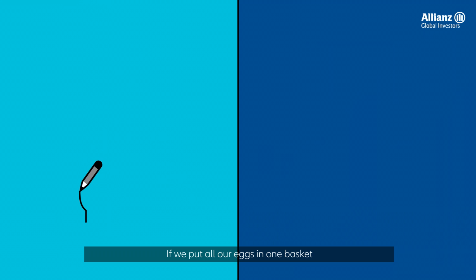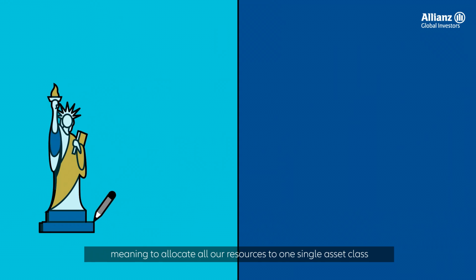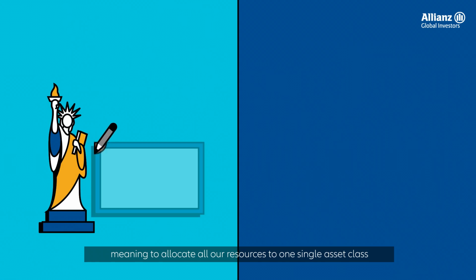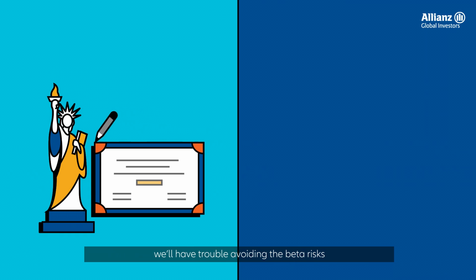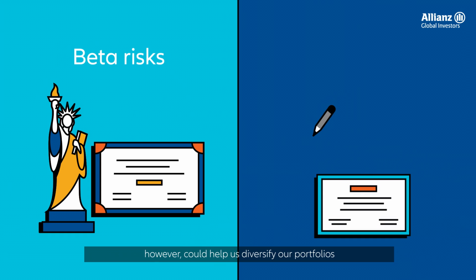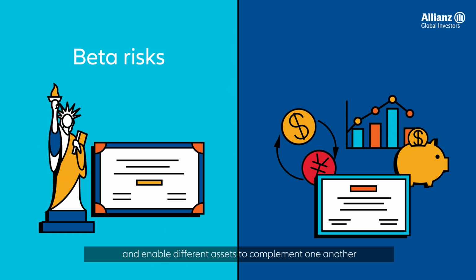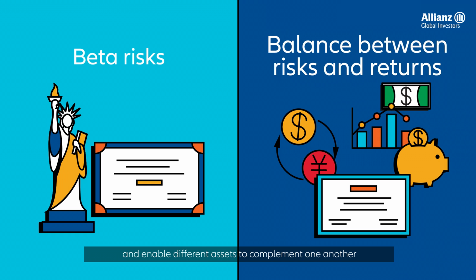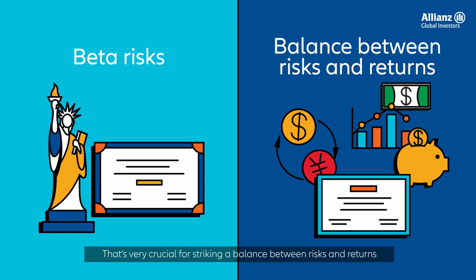If we put all our eggs in one basket, meaning to allocate all our resources to one single asset class, we'll have trouble avoiding the beta risks that are linked to a particular entity. Using a multi-asset strategy, however, could help us diversify our portfolios and enable different assets to complement one another. That's very crucial for striking a balance between risks and returns.